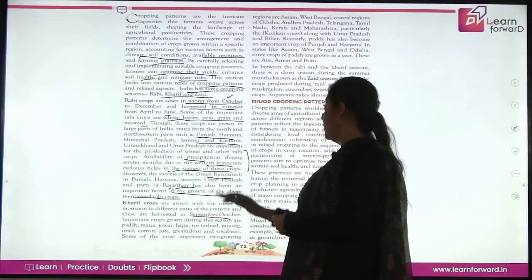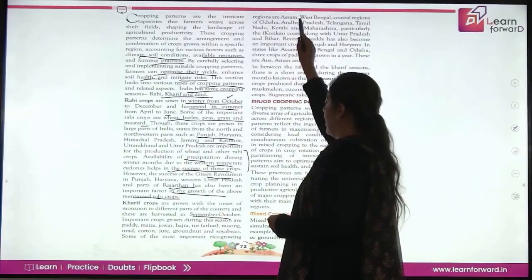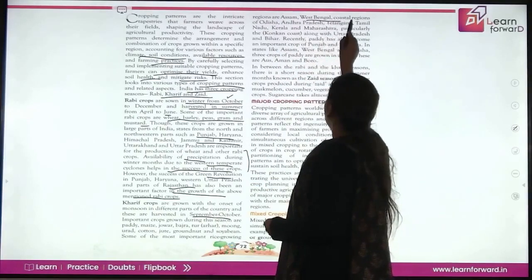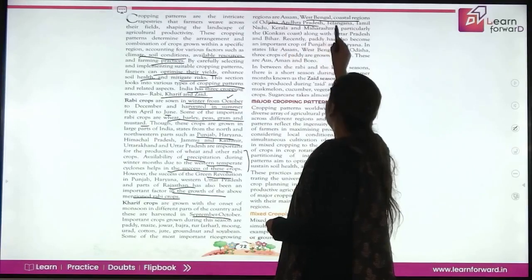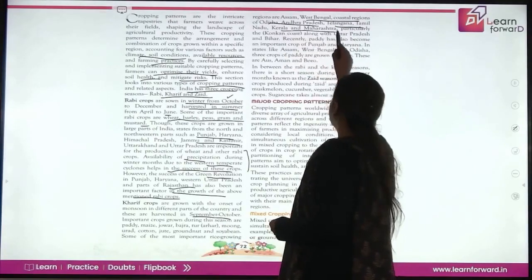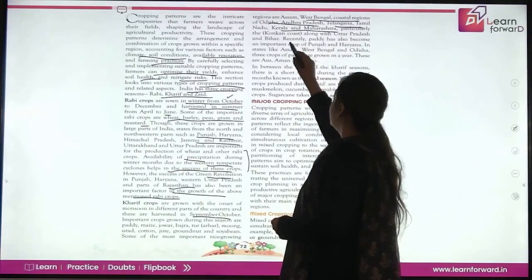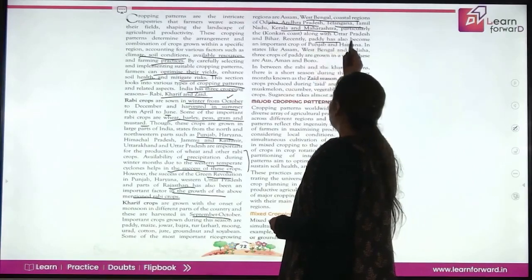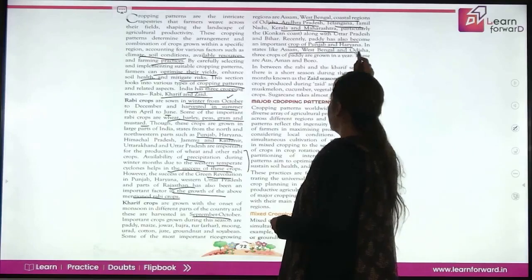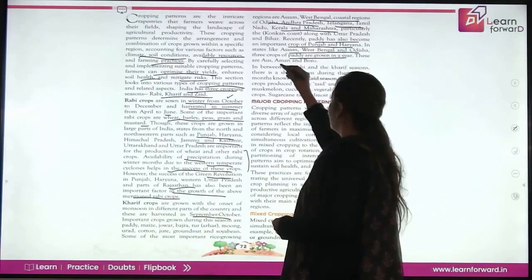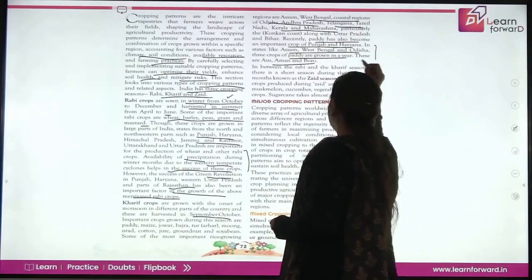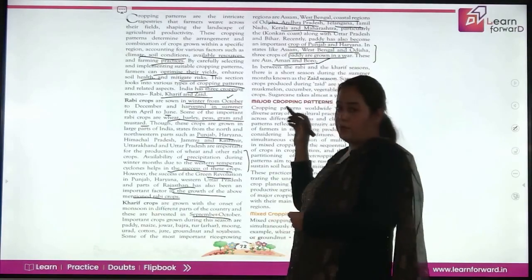Some of the most important rice growing regions are Assam, West Bengal, coastal regions of Orissa, Andhra Pradesh, Telangana, Tamil Nadu, Kerala, and Maharashtra, particularly along with Uttar Pradesh and Bihar. Recently, paddy has also become an important crop of Punjab and Haryana. In states like Assam, West Bengal, and Orissa, paddy crops are grown throughout the year, right? These are Aus, Aman, and Boro. These are the names of the paddy crops grown throughout the region.